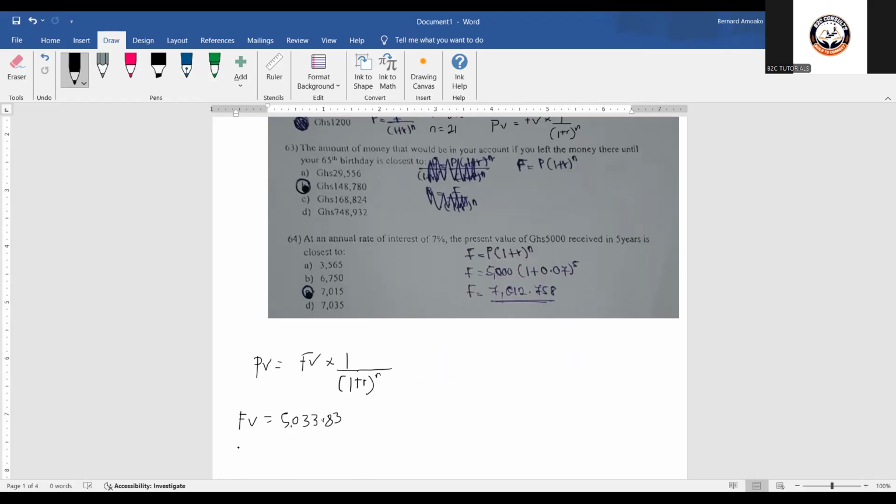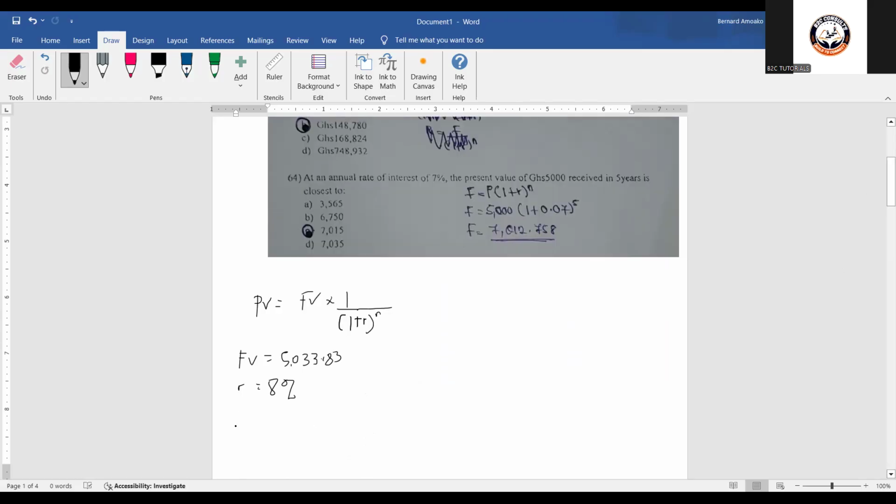Then we have the rate to be 8%, and the number of years to be 21. Now let us try and put this using the table. So basically, the 1 over 1 plus r raised to the power n can be found on the table.